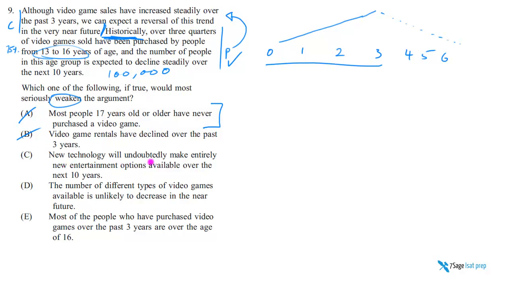C says new technology will undoubtedly make entire new entertainment options available over the next 10 years. See, that's also something to fear, right? Like if I'm president of Sony Corporation's, I don't know, PlayStation department or something, and this pessimist in my company says this, I'm like, all right, well, what do we do? And you're like, wait, I'm not done yet. New technologies, right? Microsoft is developing a new technology that will make new entertainment options available that might compete with our video games. That makes me worried even more, right? That makes me think, well, maybe it is declining.